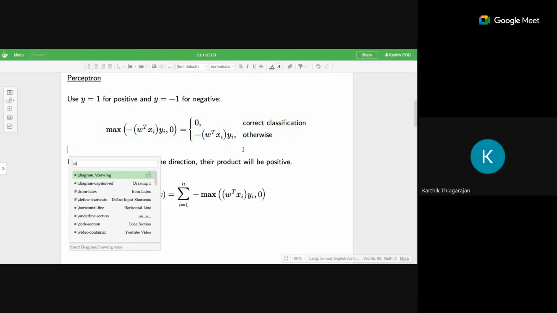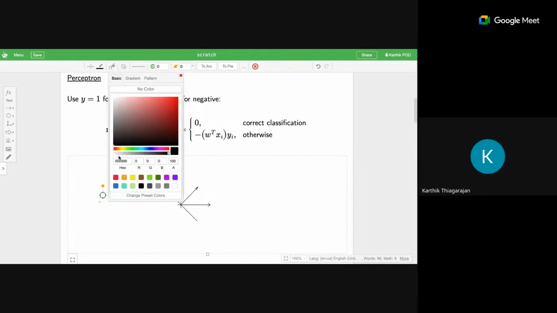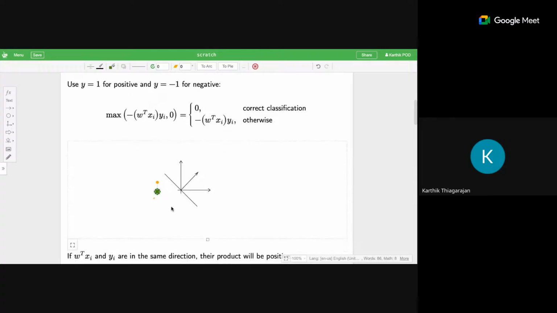Meaning if you draw this, it will become clear. So if you have your axis like this, and you have your decision boundary, say something like this, and your W is, let's say, perpendicular to the boundary, and you have your data point, let's say it's a positive data point. Now W transpose xi for this data point will be negative. Is that correct? Because the angle is obtuse, right? So W transpose xi will be negative for this.